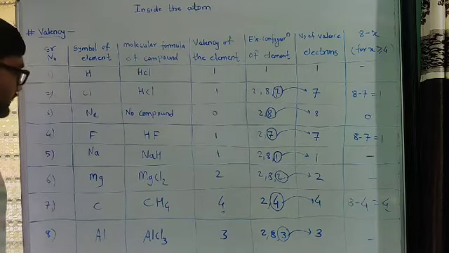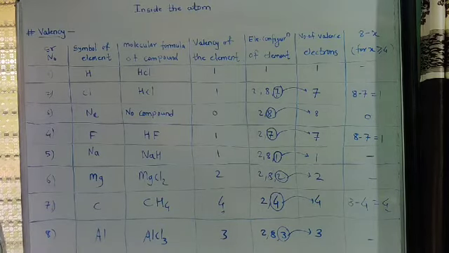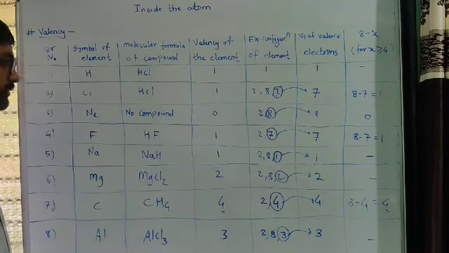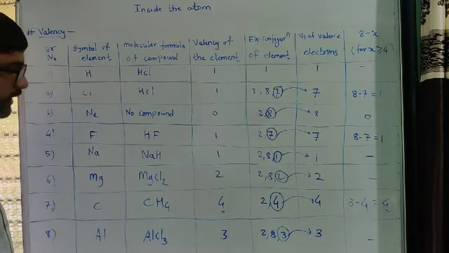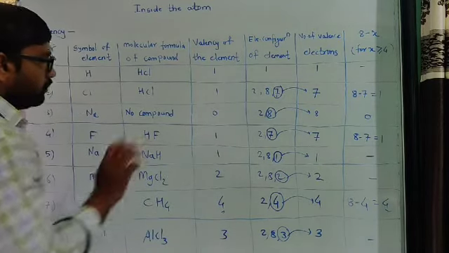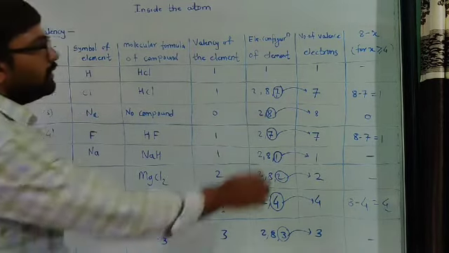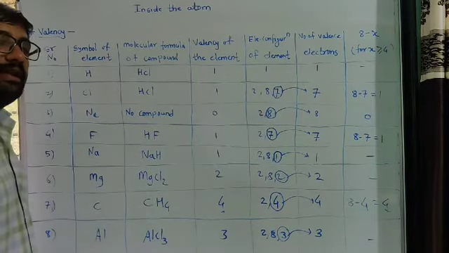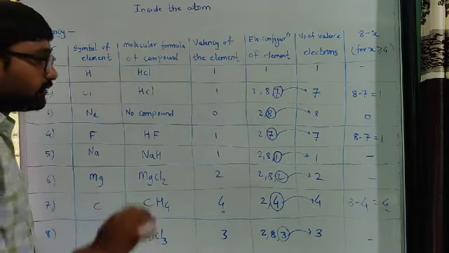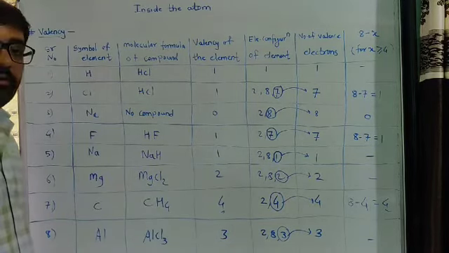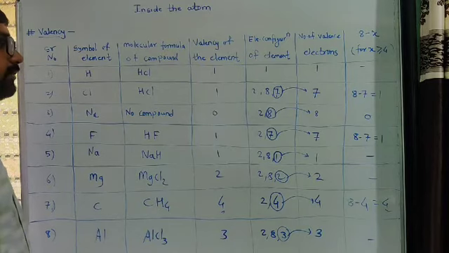Okay. Next, the sodium element is given. Now sodium forms this compound NaH. Okay. Valency of sodium is how much? 1. Look at how. If we see the electronic configuration of sodium, we know 11 electrons are there in a sodium atom. 2, 8, 1 is the electronic configuration of the sodium atom.